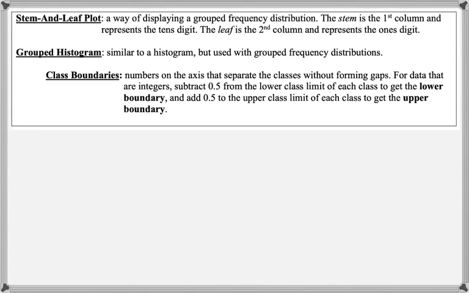Next we are looking at grouped histograms. Now these are similar to histograms except they are used with grouped frequency distributions. And for the class boundaries, which are the numbers on the axis that separate the classes without forming gaps, we want to subtract 0.5 from the lower class limit to get the lower boundary, and we want to add 0.5 to the upper class limit to get the upper boundary.